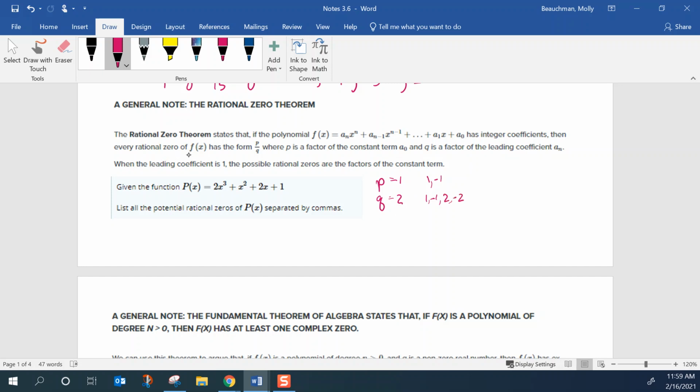Then the rational zero has the form p over q. If you take a look at the factors of p, factors of q, can you divide them and come up with more factors? Well, we could have 1 over 1, 1/2, and negative 1/2. So in this function, the potential rational zeros are 1, negative 1, 2, negative 2. Those are actually the whole numbers, 1/2, and negative 1/2. So any of those are potential zeros.